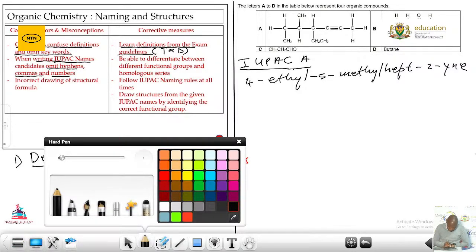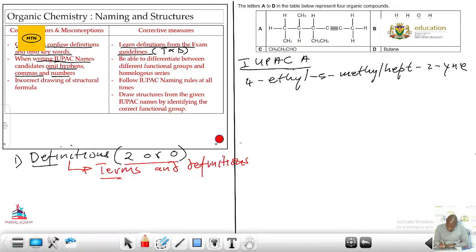Now check this. Between every number and a name, there is a hyphen. Between a number and a name, there is also a hyphen. Between the stem and the functional group, there is also a number. So it basically says we do not need to omit any form of hyphen. Numbers need to be correct. And remember, we must arrange everything in alphabetical order. So arrange in alphabetical order.